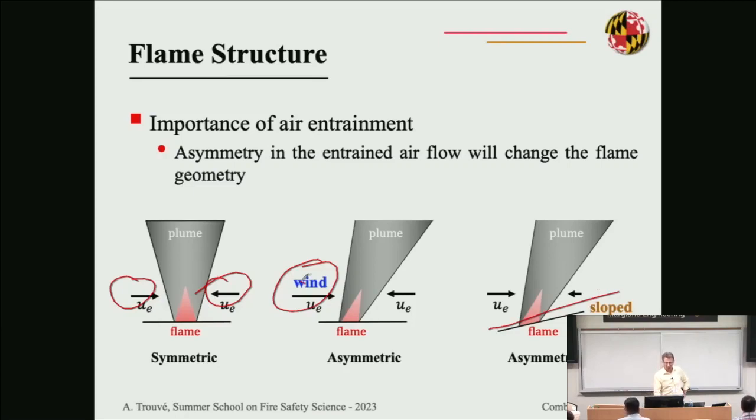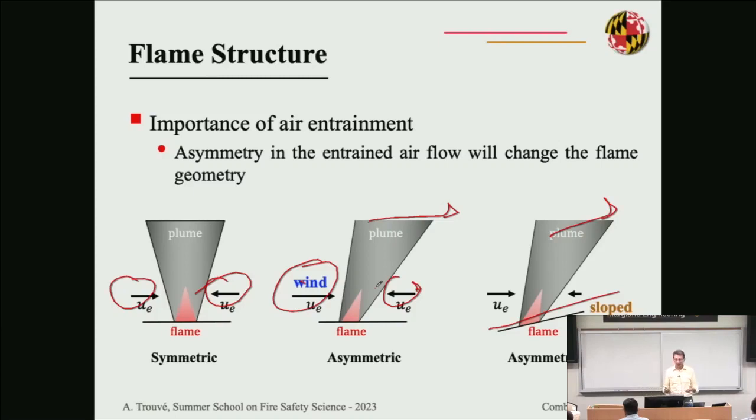It's going to be deflected from upwind to downwind, or it's going to be deflected from downslope to upslope, because of the blockage due to the slope. So you don't have the same amount of air entrainment on both sides of the flame because of these changes in the airflow or these changes in the topography of the terrain.